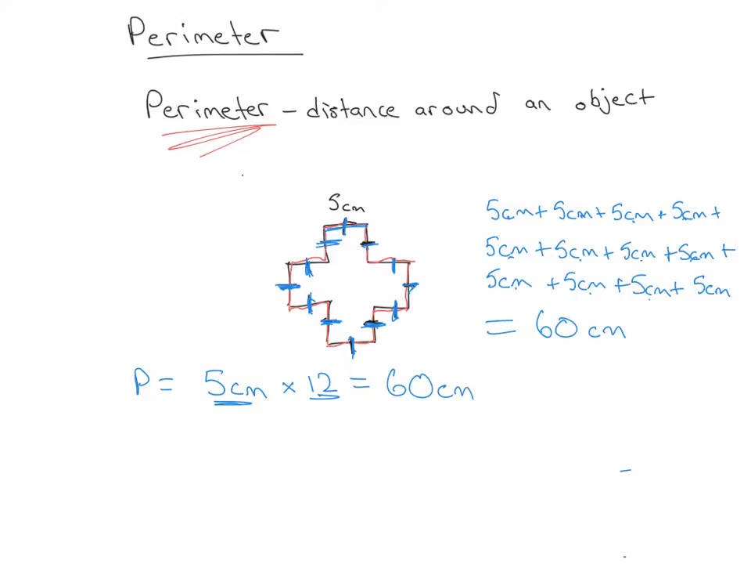So the length is 60 centimeters, and that's the perimeter to travel around this object.